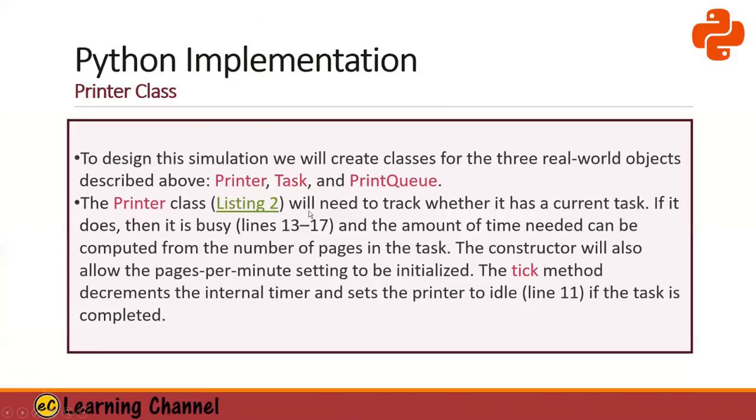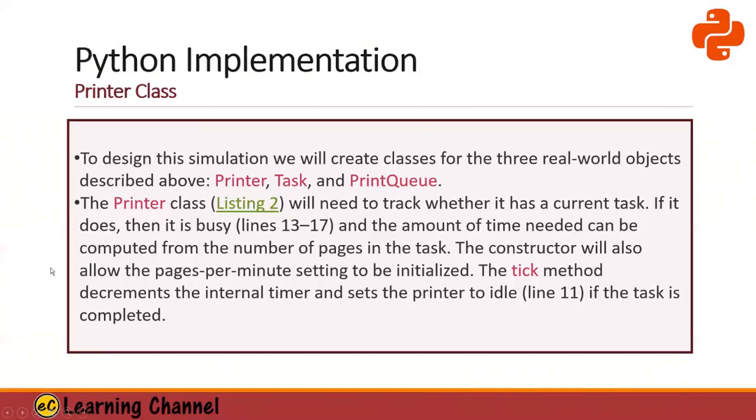So this is what you would be studying in your data structures course to solve problems like this. But the fundamental data structures you use will be lists, nodes, and also trees and graphs. To design this simulation, we will create a class for 3 real-world objects: printer, task, and print queue. The printer class will need to track whether it has a current task or not. If it does, then it is busy. And the amount of time needed can be computed from the number of pages in the task.